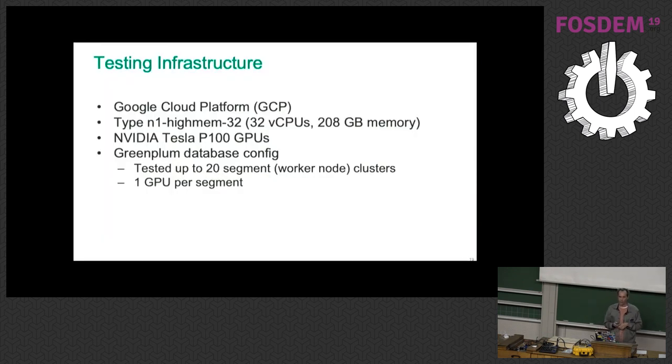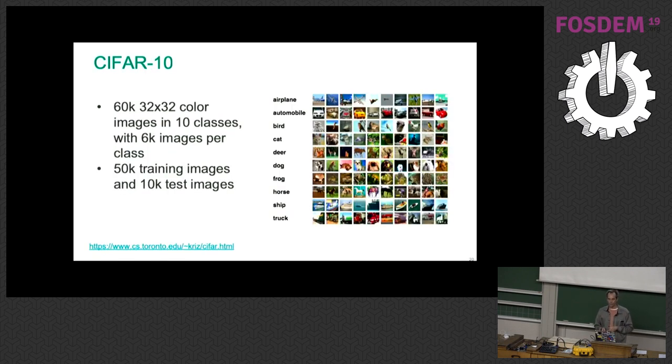The infrastructure that we used, we tested primarily on Google Cloud Platform. We used high memory CPUs with 208 gigabytes of memory per virtual machine. We used P100 GPUs. And we tested database cluster sizes from a single node up to 20 nodes. And we have one GPU per segment.